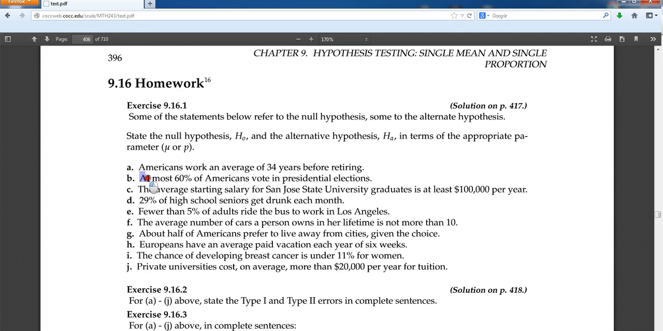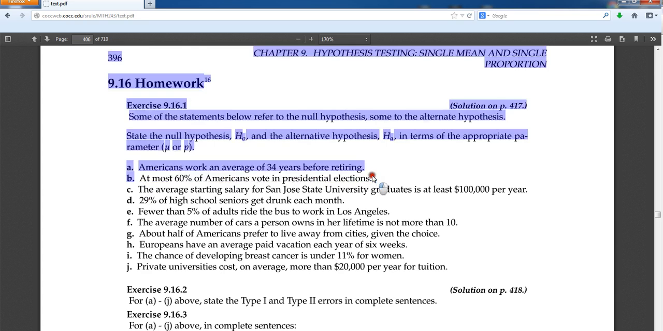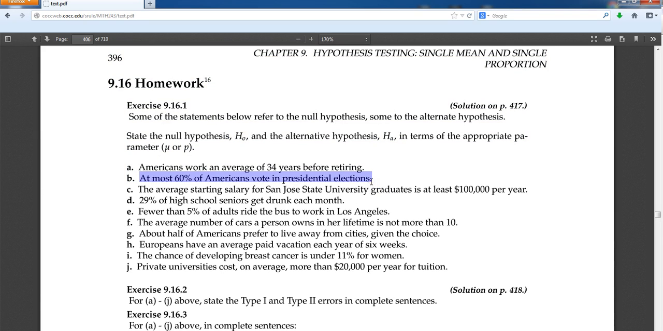Let's do B. At most 60% of Americans vote in presidential elections. At most 60%. That means the hypothesis that we'd be testing would be no more than 60%, which means the percentage we're testing is less than or equal to 60%. Now we'll keep it verbal for right now, but if we were doing an official hypothesis test, the research hypothesis would be P is less than or equal to 60, because at most 60 means you can't get any higher.